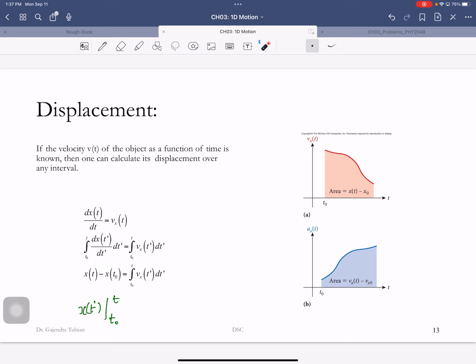This is called the displacement. This is your position at final time, and this is your position at initial time, and that's your displacement. And this displacement equals that integral, which is the area under that curve. So in one-dimensional motion, if you're plotting velocity as a function of time, the area under that curve gives you the displacement. If you plot acceleration versus time, the area under that curve will be your change in velocity. We won't worry about this too much. I just wanted to show you that, and we won't use it too much.